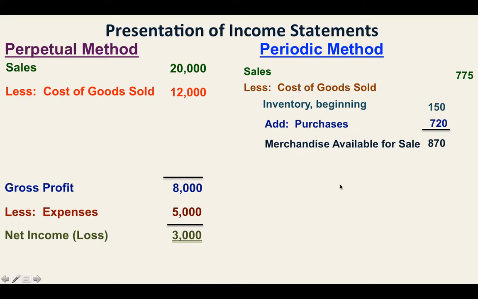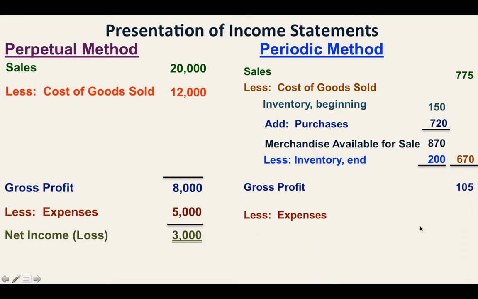And then you will conduct an inventory at the end of the year. And if you have 200, so 870 minus 200, that will give you what? That will be your cost of goods sold, correct? So sales less cost of goods sold of 670 will give you your gross profit. Okay, less expenses will give you your net income or loss.